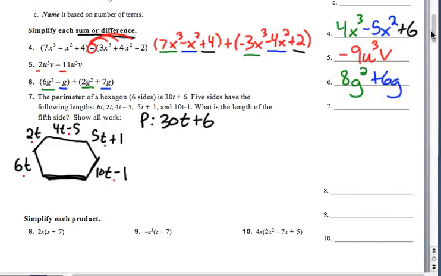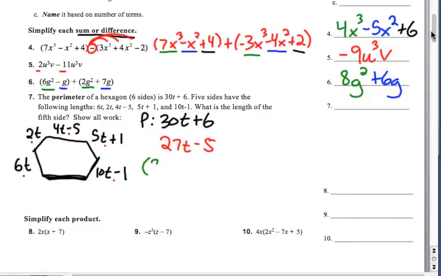First, I'm going to add up all of the t's. 6t plus 2t plus 4t plus 5t plus 10t is going to be 27t. Then the constants, negative 5 plus 1 minus 1, is going to give me that. So I determined what I have so far. And now I know what I have so far, and I know the total length. So that piece that I'm looking for must be the difference between those two things.